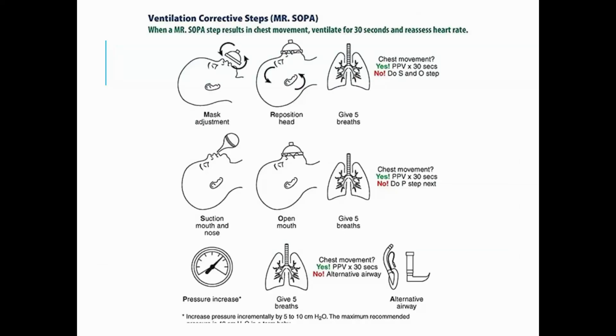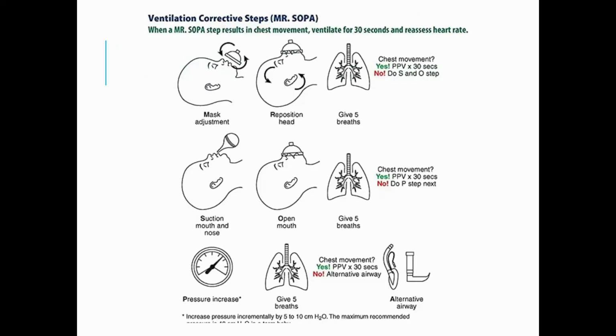Once you've done these two, you want to give PPV for 30 seconds, reassess the baby. If you see chest movement and the baby's doing well, that's it. If you feel like there's no chest movement, the baby's not improving, then you move on to the next steps. S stands for suction. So you want to suction the nose and the mouth again. And then O means opening the mouth. A lot of times the babies will be trying to breathe through their nose and their mouth will just be closed. So you want to try to open the mouth as much as possible.